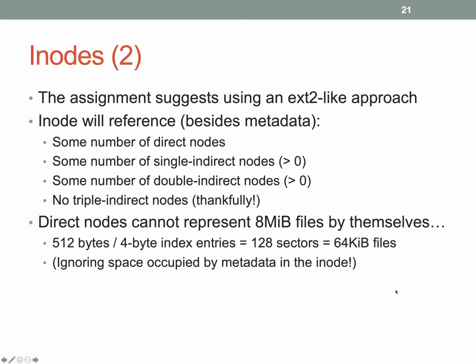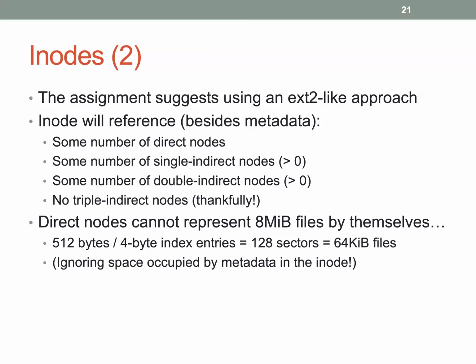Now, a single direct node cannot represent 8 megabyte files. The absolute most that you can reference from a single sector is 64 kilobytes because each reference is going to be 4 bytes. You divide 512 by 4, you get 128 entries in your little index, and 128 times 512 gets you 64 kilobytes. That's not big enough. You have to support 8 megabyte files.